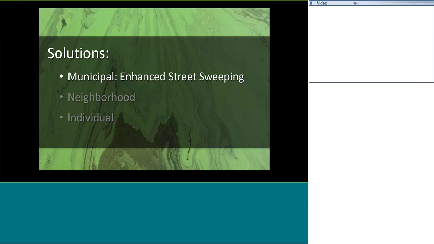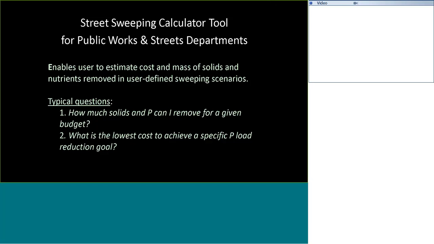So at the municipal scale, our Prior Lake study suggests that enhanced street sweeping that is targeted in high canopy neighborhoods and during the times of year where litter fall is the greatest, so particularly the autumn, can be very cost effective in reducing phosphorus loading of stormwater. As part of the Prior Lake study, Paula developed a street sweeping calculator tool. This is a spreadsheet calculator that enables the user to estimate the cost and amount of solids and nutrients removed under different street sweeping scenarios.